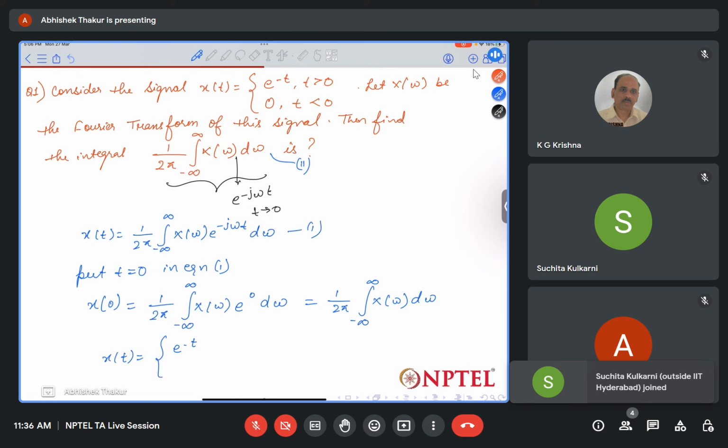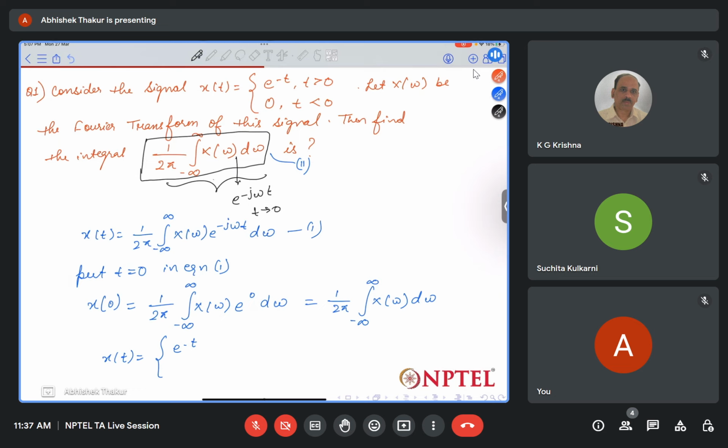So we are discussing some questions based on Fourier transform. I will just explain from the starting, since someone has joined now. In the given question, the signal x(t) is e raised to the power of minus t when t is greater than 0, and it is 0 when t is less than 0. X(omega) is the Fourier transform of x(t), and we have to find this integral.